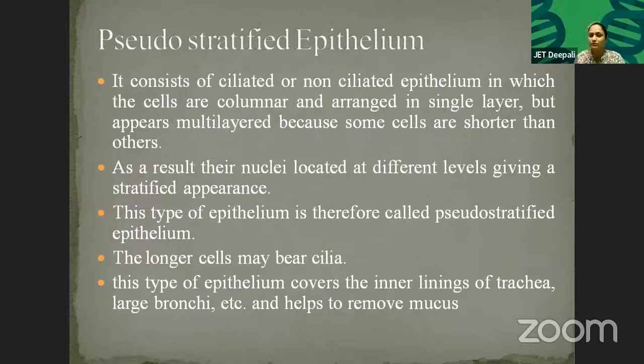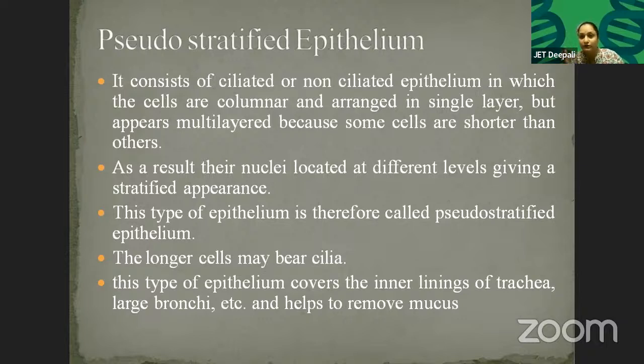Pseudo-stratified epithelium. What is pseudo? Pseudo means false. So those epithelial cells that are not perfectly columnar, but hold some kind of columnar structure. It consists of ciliated or non-ciliated cells. Either it has cilia or it lacks cilia. These cells are columnar and arranged in a single layer, but appear multi-layered because of the irregular distribution of nuclei. The nucleus is present above in some cells, at the bottom or middle in others. Because of that and the not perfectly columnar shape, they appear stratified.